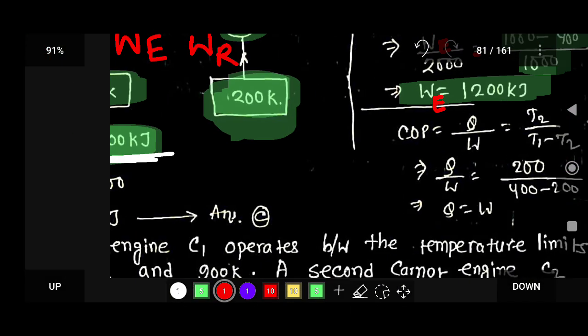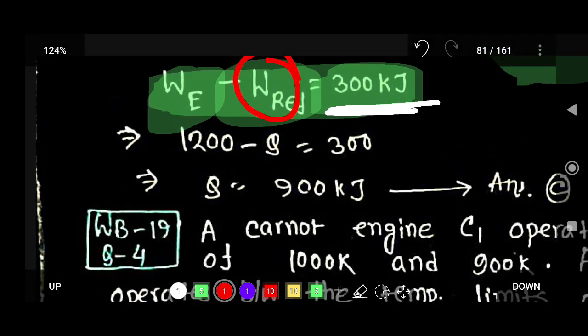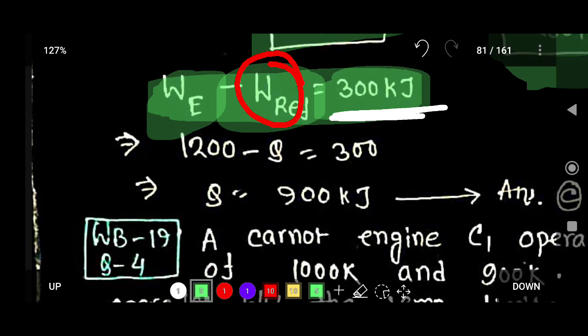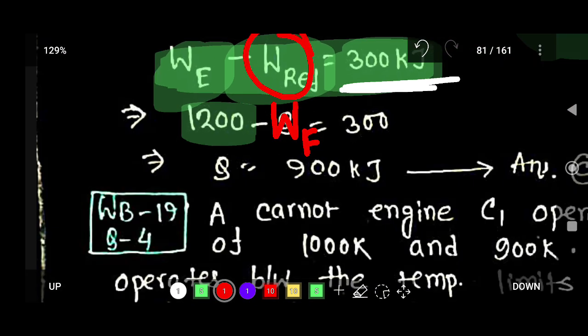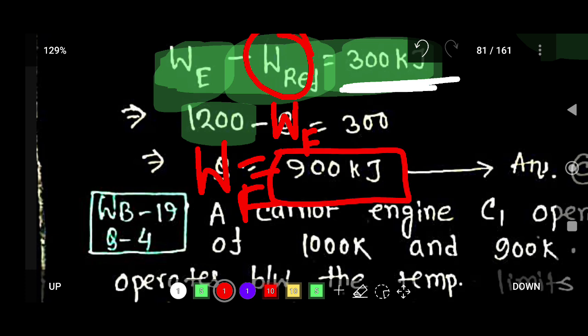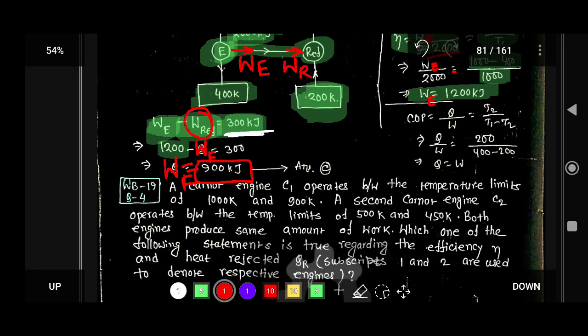Okay, so now let's put this value from here. WE, that is 1200, minus WR is equal to 300. So from here you can get WR that is equal to 900 kilojoule. So this will be our answer.